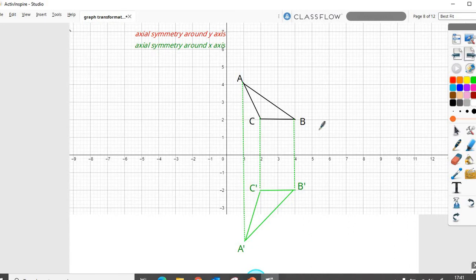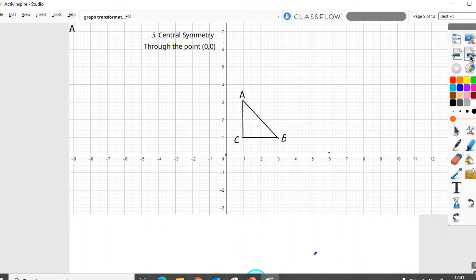We can do the same around the x-axis. So again, we take each point or each vertex on the shape, and we draw it to the x-axis and draw it the same distance again. And when we plot the 3 points, the image we get is a mirror image in the x-axis of our object, which is this triangle.